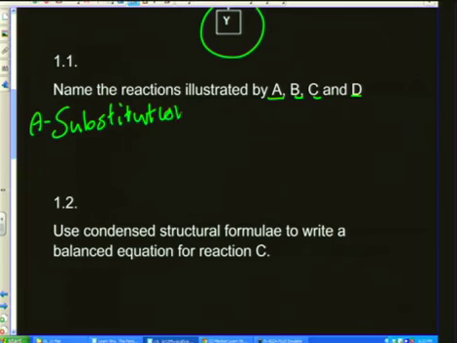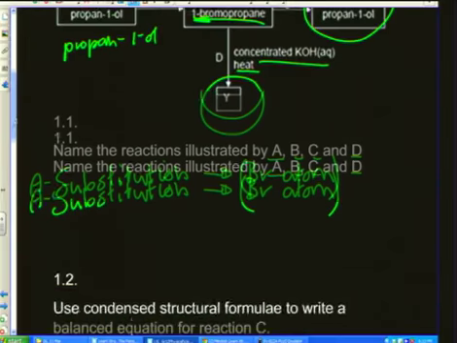Substitution. And what are we adding? We are adding, you don't need to do this, but we are adding a bromine atom. Please notice that it was just adding one bromine. If it was addition, then we'd have to add two bromines across a double bond. But at this stage, I reckon that we've got substitution there.